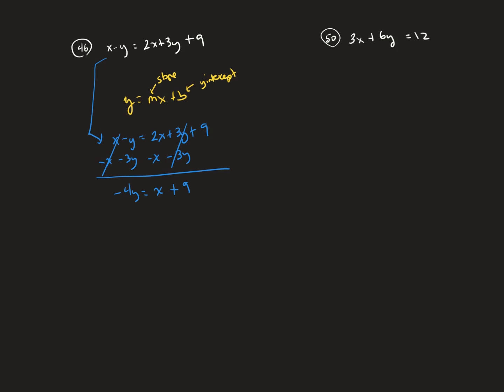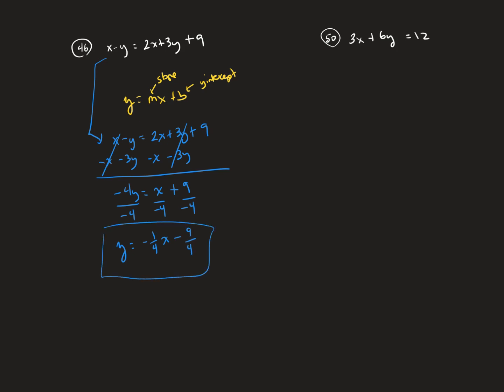Now that the y is by itself, we also have to get it absolutely by itself. So you have to get rid of the number that's next to it. So if I wanted to get rid of the -4 next to the y, I'd divide both sides by -4. So that would give me y there. And then that's 1x divided by -4, so that's -1/4 x, and then -9/4. And this is slope-intercept form.